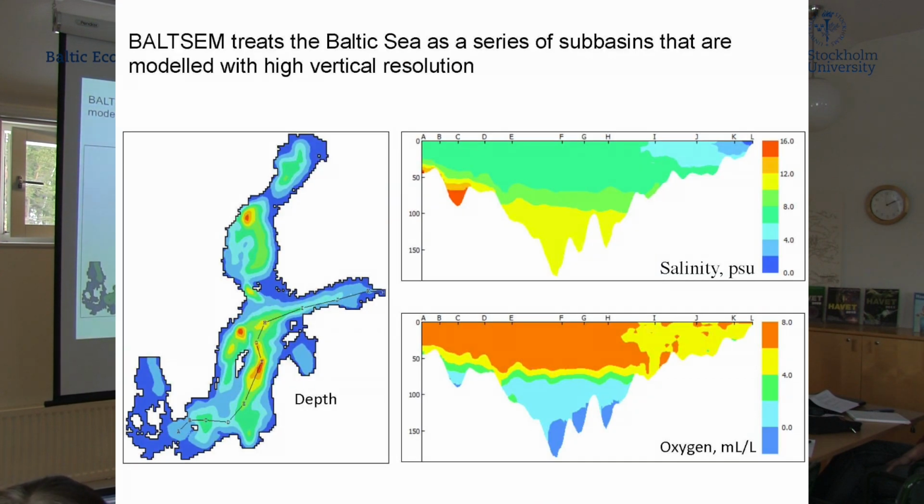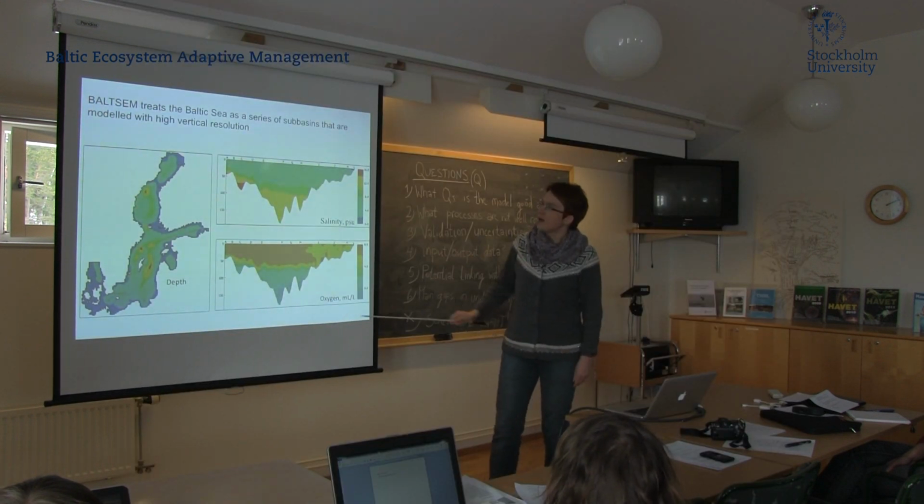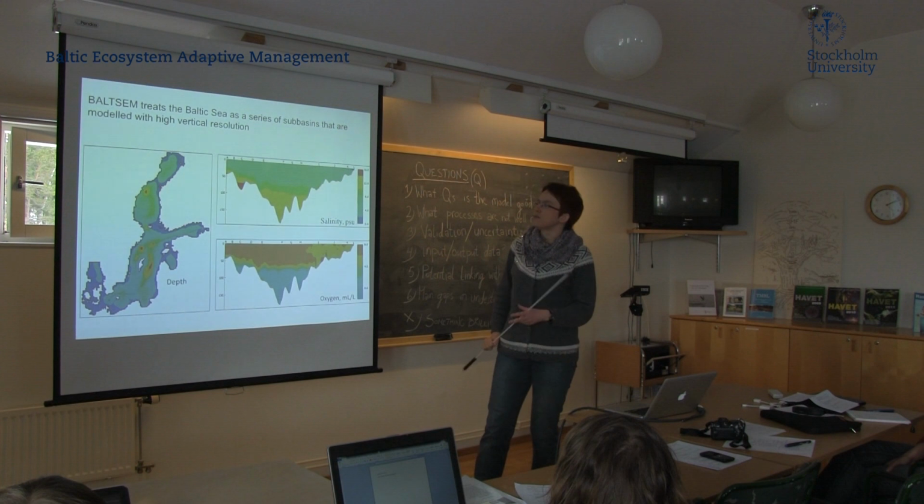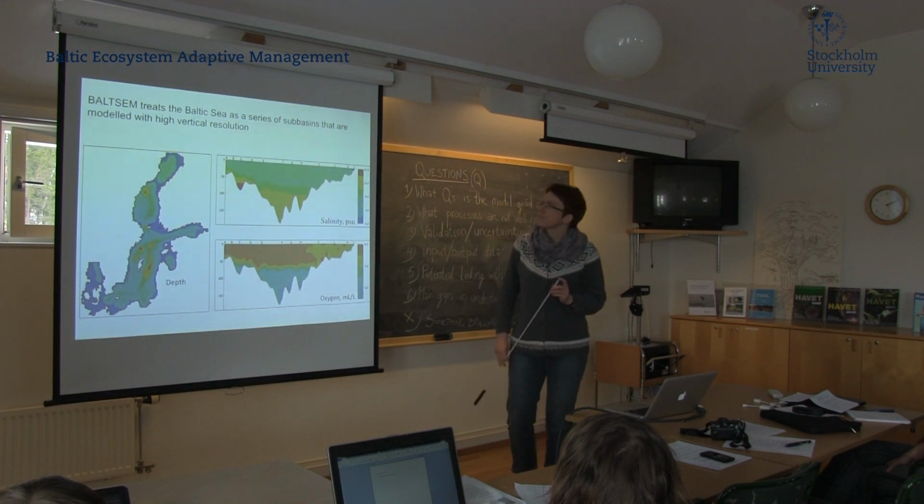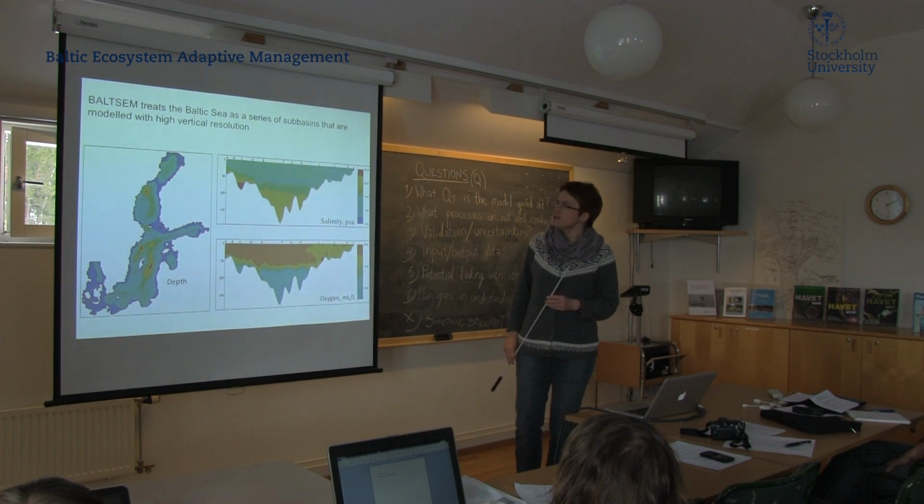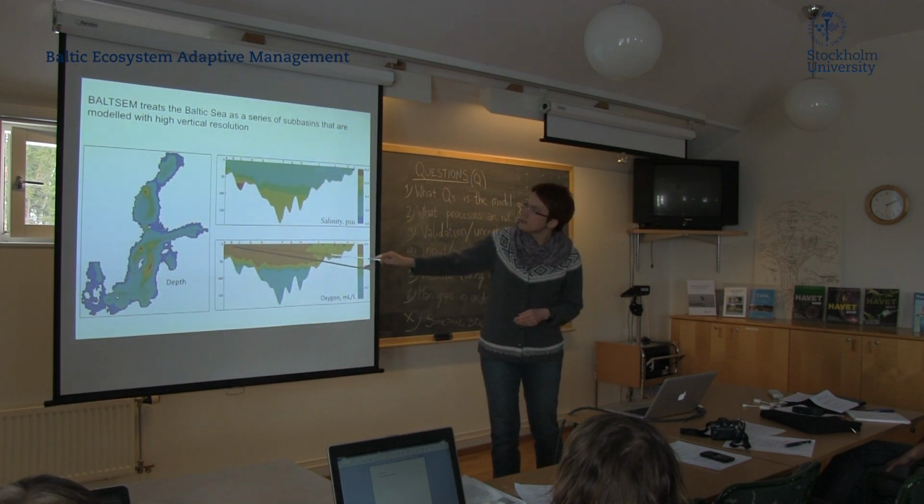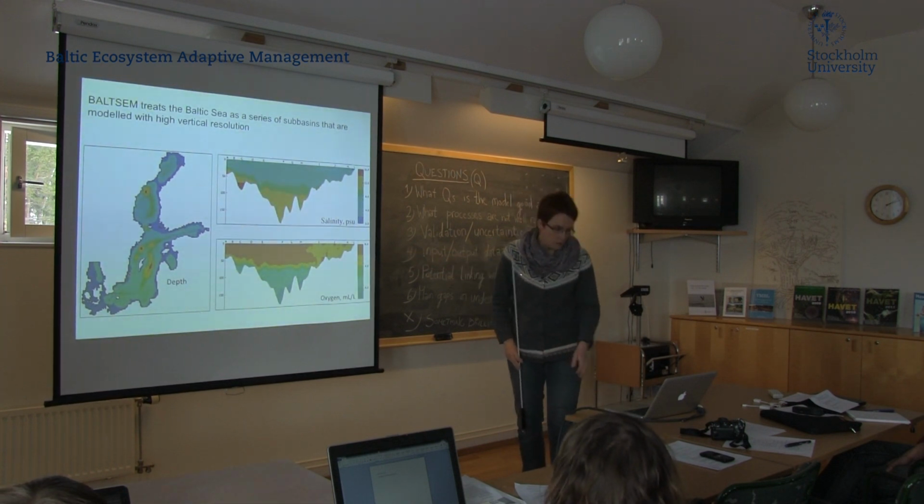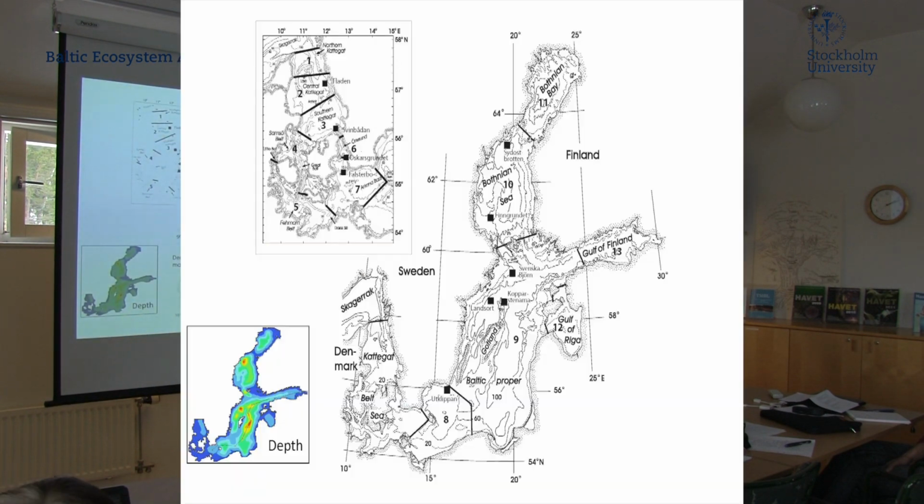So how does BALTSEM now see the Baltic? We have already seen a slide similar. This is sort of the depth profile. If you go through the Baltic Sea, you can see that you have a series of sub-basins that are connected basically by some straits, or they are separated by some sills where the water has to go over. So what you can do is design a model that basically treats the area between those sills as one sub-basin and then models the water exchange between those. And that is how BALTSEM functions.